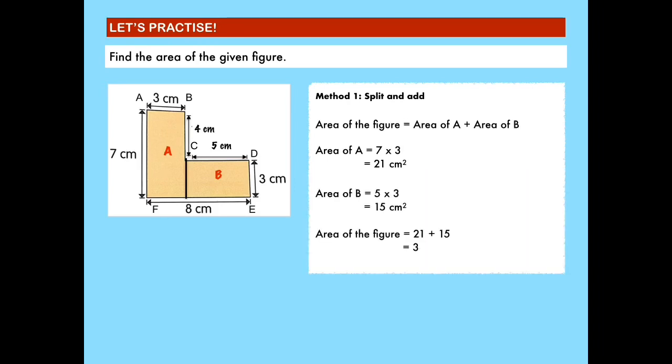We can now find the area of the given figure. Let's put together the area of rectangle A and the area of rectangle B. 21 plus 15 is equal to 36 square centimeters. The area of the given figure is 36 square centimeters.